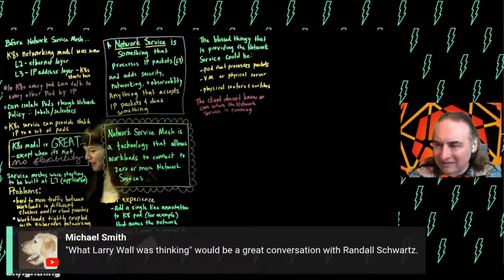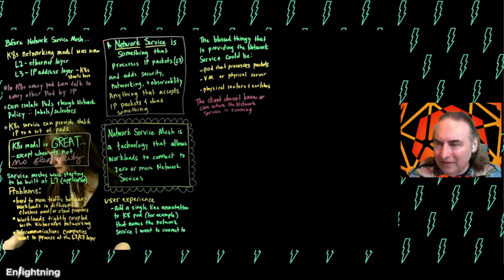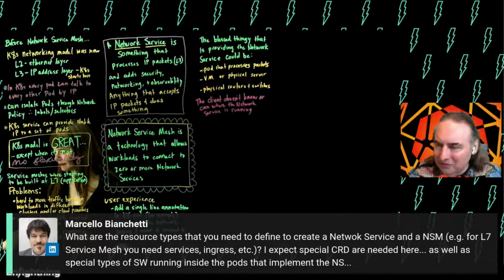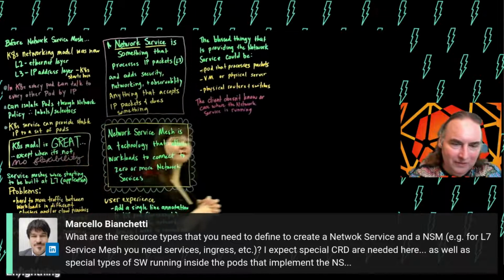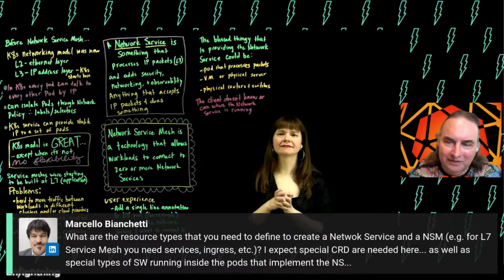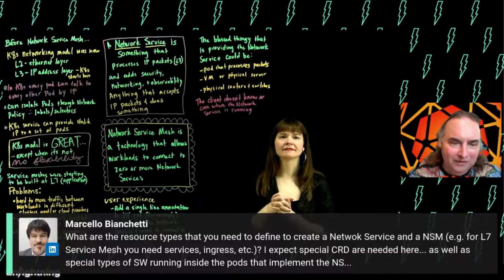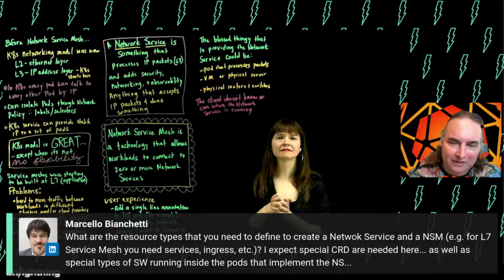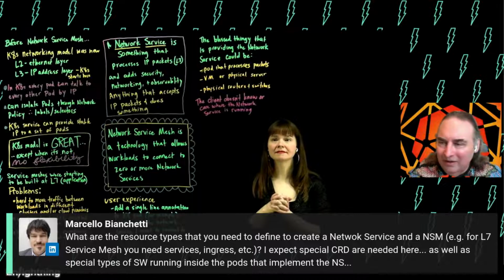Cool. Should we tackle Marcelo's question? Yeah, let's tackle it really quickly. Let me see if this is a good time to look at Marcelo's question. What are the resource types you need to create a network service in NSM? E.g., for L7 services, you need services, ingress, etc. I especially expect CRDs are needed here, as well as a special type of software running inside the pods that implement DNS. Oh, wow. So you stacked a bunch of really pertinent questions there, Marcelo.